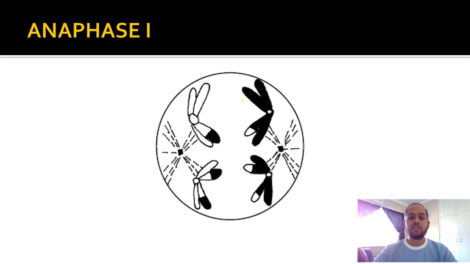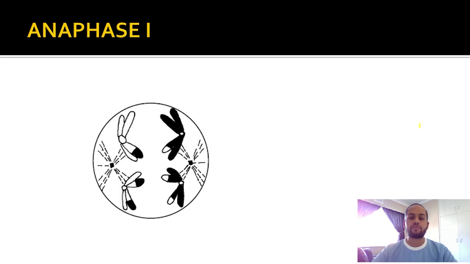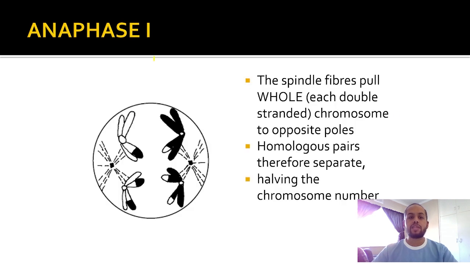If we now look at anaphase 1, you will see that your homologous chromosome pairs have now separated. So your full chromosomes are going to move towards opposite poles. So you see the black chromosomes are moving to the one pole and the white chromosomes are moving to the other pole. So a recap, in anaphase 1, the spindle fibers are pulling the whole chromosomes towards opposite poles. They've been pulled by the spindle fibers. The homologous pairs therefore separate, and you're going to have the halving of the chromosomal number. This point will be more clearly understood in the next phase, telophase 1.